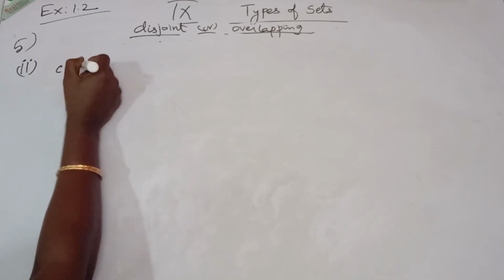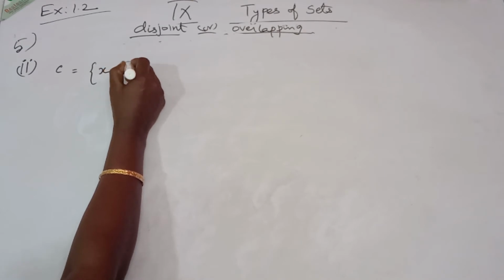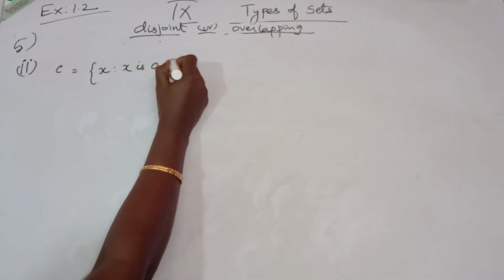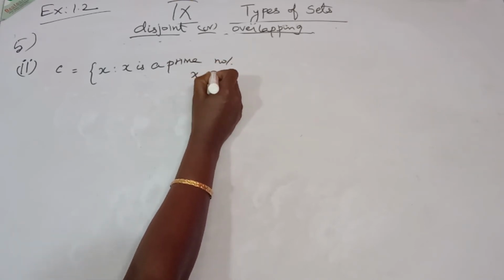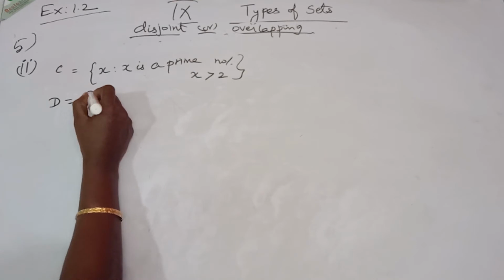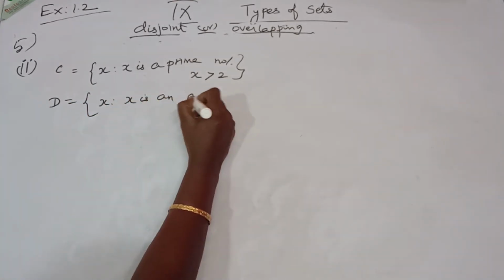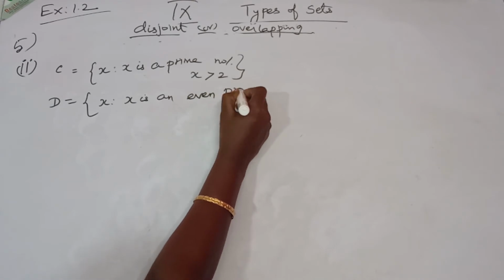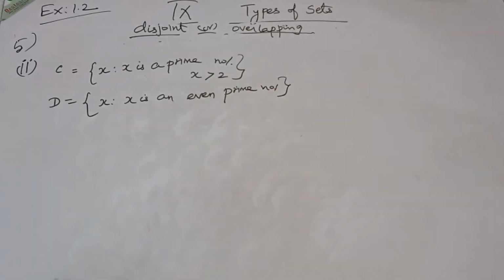The second subdivision is C equal to the set of all x such that x is a prime number and x is greater than 2, and the set D equal to the set of all x such that x is an even prime number. Already we have seen all these things about prime numbers in the previous video.